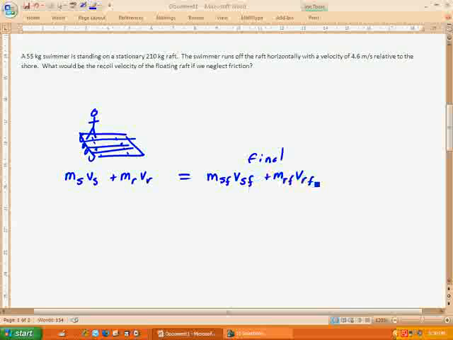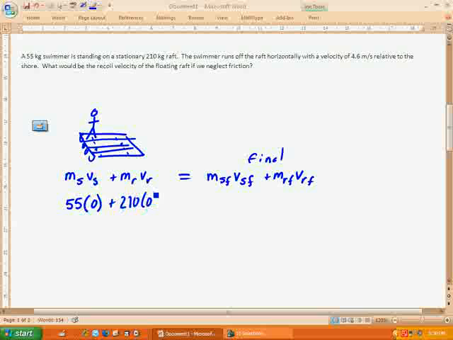Right? Since there's no other unbalanced forces there, the only thing that I'm going to worry about is the conservation of momentum within the system. So I've got the mass of the swimmer, which is 55, times the initial velocity of the swimmer, which at rest is 0. The mass of the raft is 210.